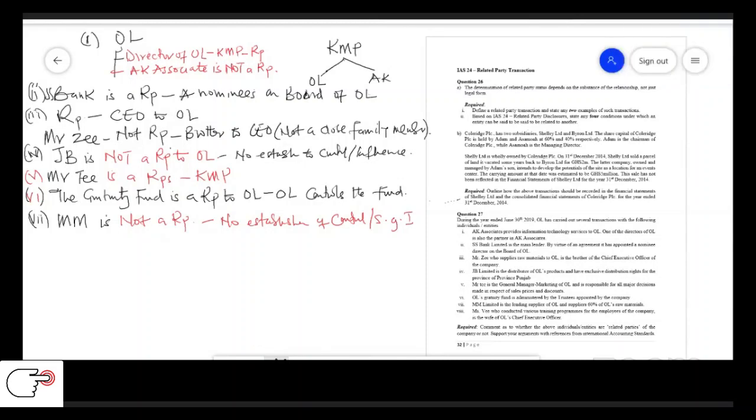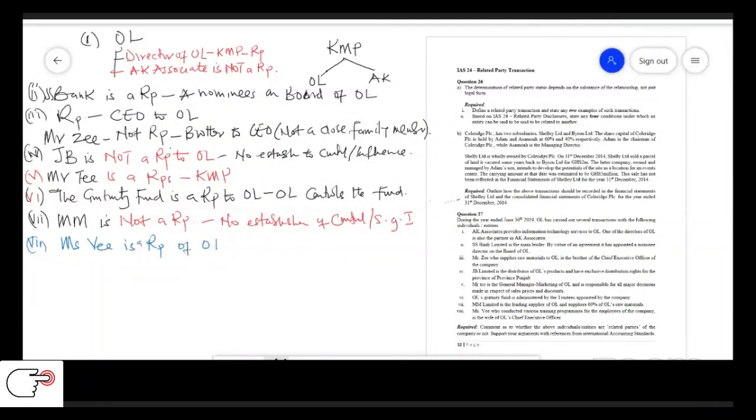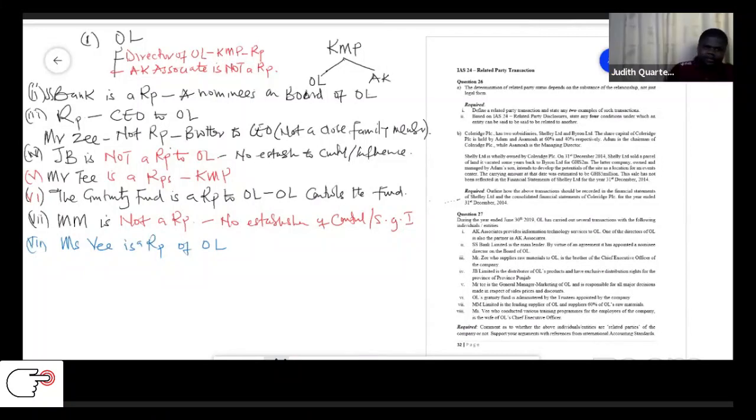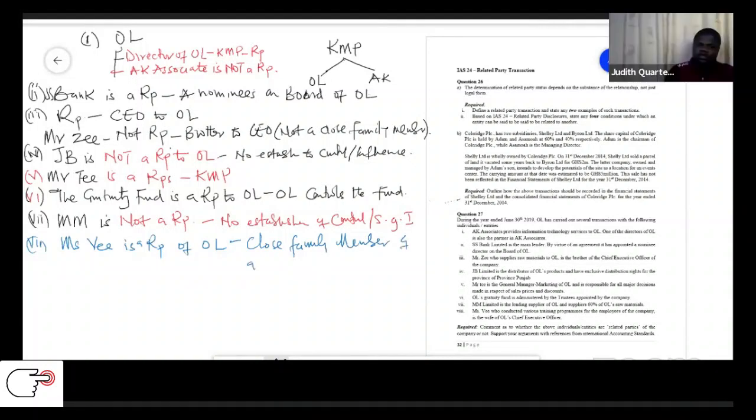Eight. Ms. V, who conducted various training programs for the employees of the company, is the wife of OL's chief executive officer. So it's a related party, right? Yes, to the CEO. Okay, it's a related party of OL. Why? Because she's a close family member of a key management personnel, that is the CEO. That's all. We are done with the question. It's a very simple question.